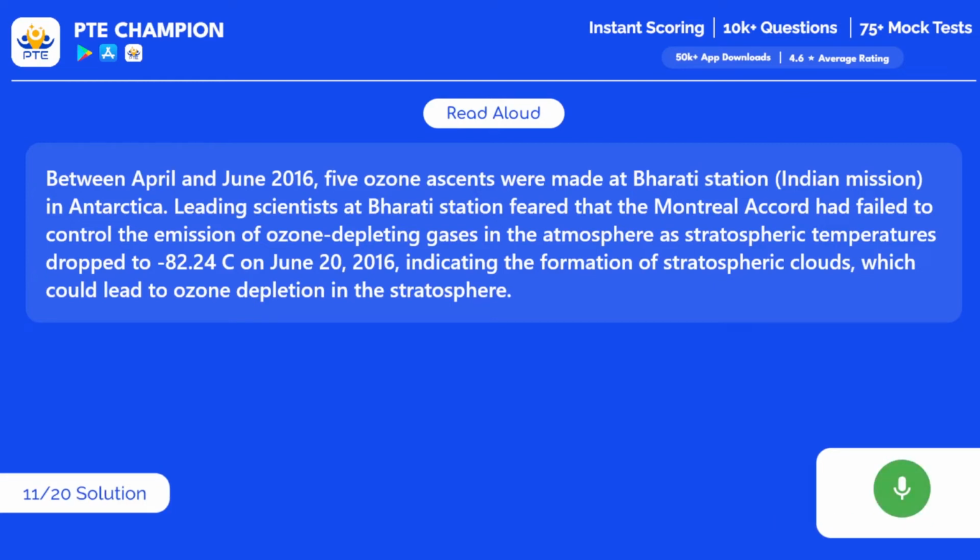Between April and June 2016, 5 ozone ascents were made at Bharati Station, Indian Mission, in Antarctica. Leading scientists at Bharati Station feared that the Montreal Accord had failed to control the emission of ozone-depleting gases in the atmosphere as stratospheric temperatures dropped to -82.24 C on June 20, 2016, indicating the formation of stratospheric clouds, which could lead to ozone depletion in the stratosphere.